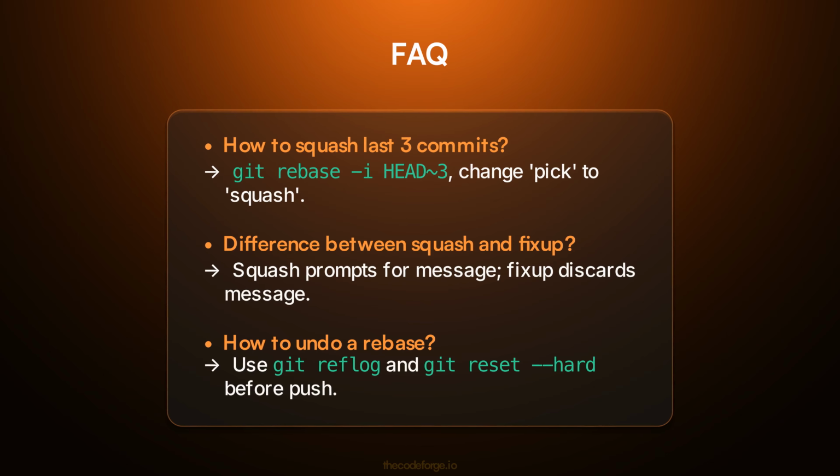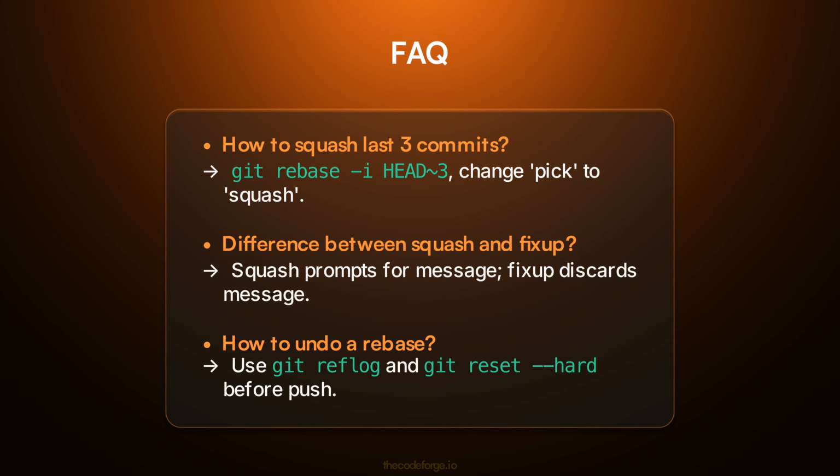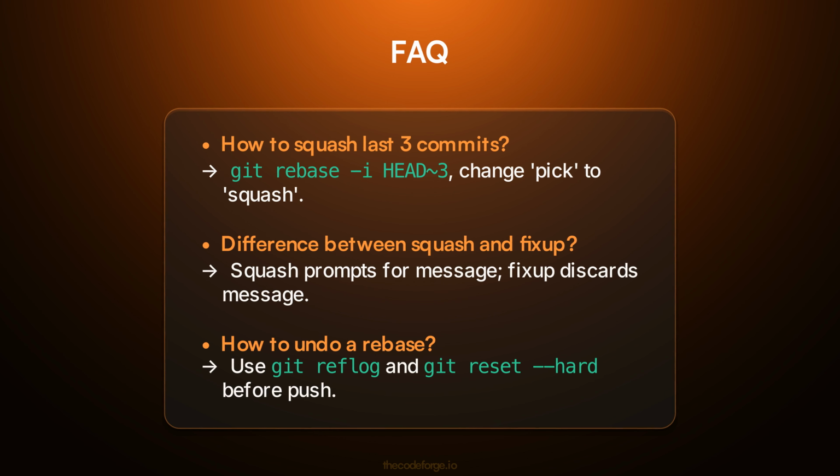And a few frequently asked questions. How to squash last 3 commits? git rebase -i HEAD~3, change pick to squash. Difference between squash and fixup. Squash prompts for message, fixup discards message. How to undo a rebase? Use git reflog and git reset --hard before push.